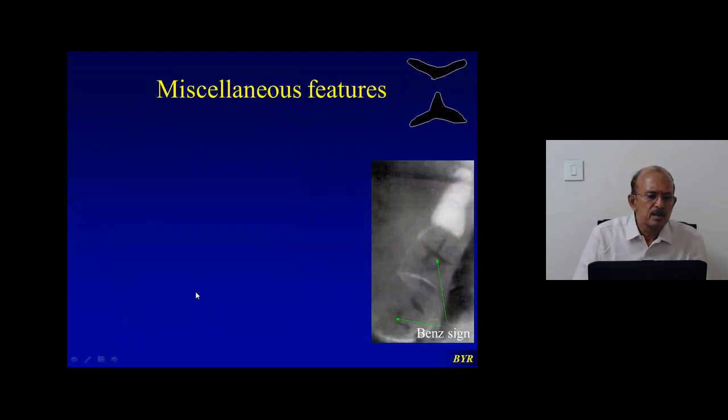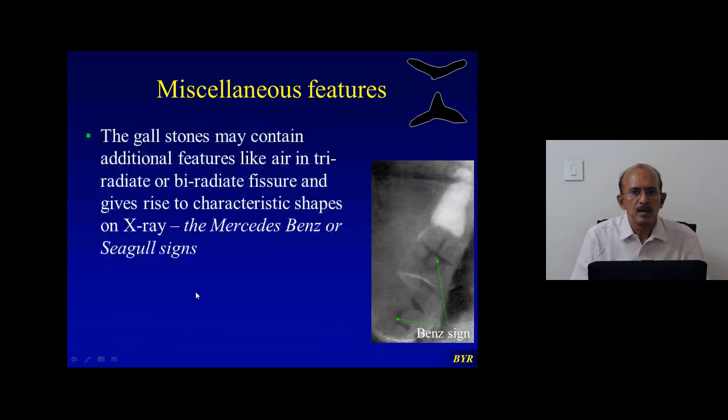Miscellaneous features. The gallstones may contain additional features like air in the triradiate or biradiate fashion and gives rise to the characteristic shapes of Mercedes-Benz or seagull signs. Sometimes there may be gas entrapped in the calculi, and that gas may give this shape. When you take an X-ray of the gallbladder area, you may find stones with this air showing as black shadows.